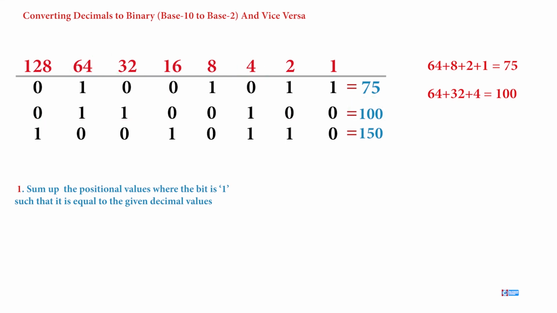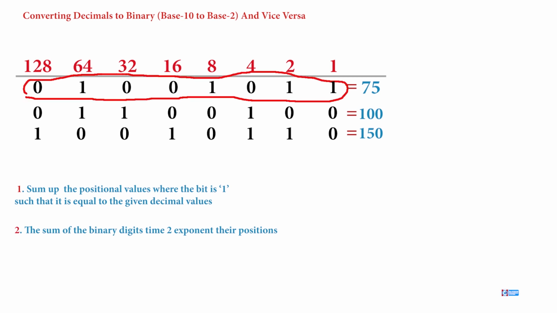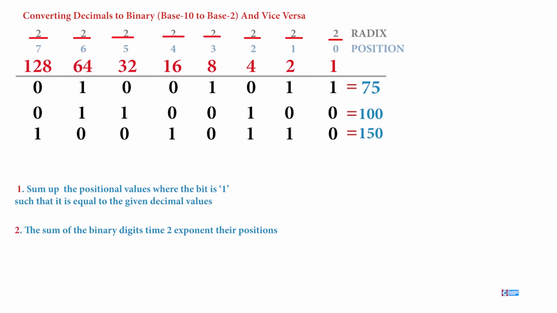Another easy method is that we can use the positional notations. Therefore, the formula becomes the sum of the binary digits times 2 exponent their positions. For example, if we have to convert this binary digit to decimal, we can note the positions of these digits like this. Explaining further, we have to multiply 2 exponent the positional notation by each respective binary digit and sum them up.